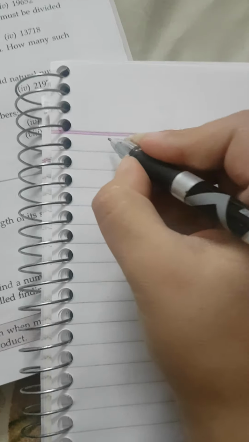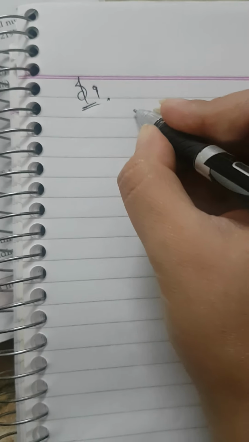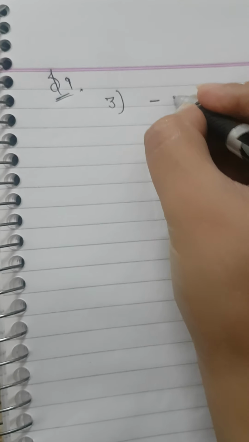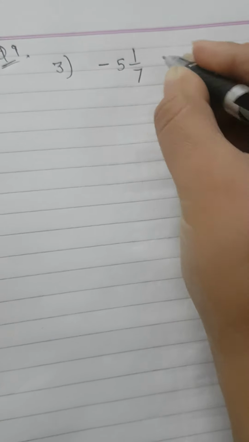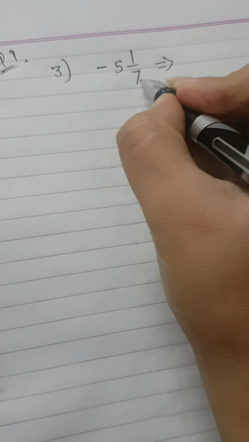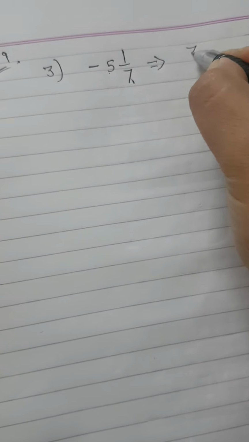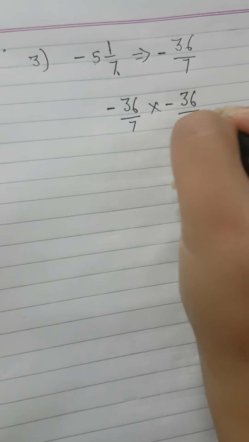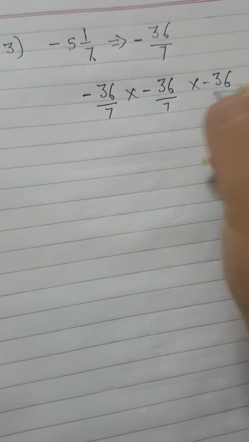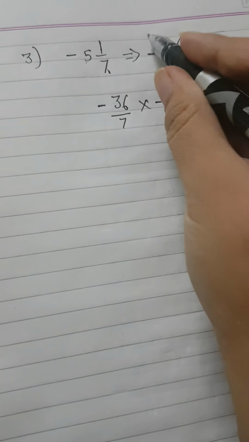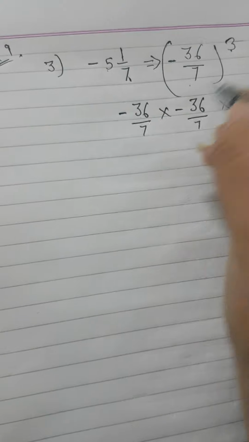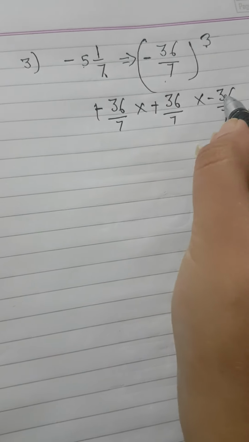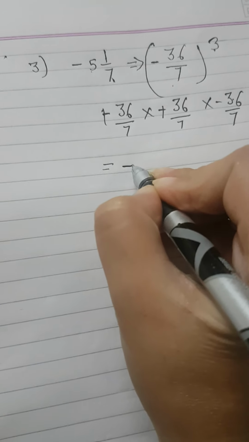Further moving to question number 9: find the cubes of the following numbers. I am doing just one for you, very easy. Third part, minus 5 1 by 7. First convert it into an improper fraction: 5 7s are 35 plus 1, 36 by 7, with minus. Now minus 36 by 7 into minus 36 by 7 into minus 36 by 7, because we had to find its cube. Minus with minus cancels, still one minus is left, so one minus will come in the answer.